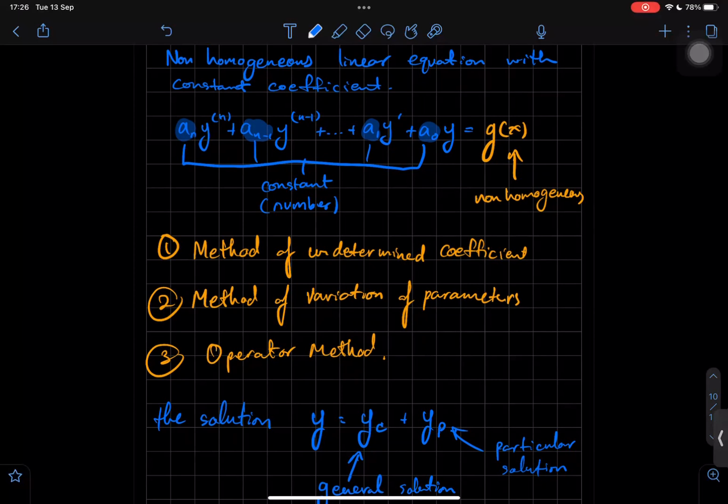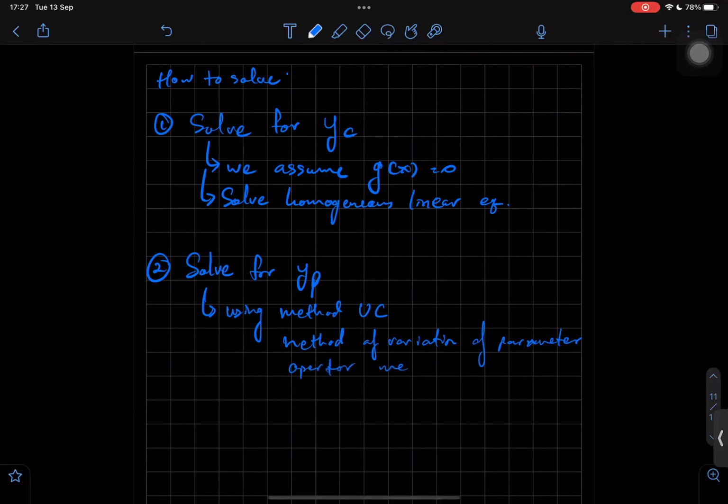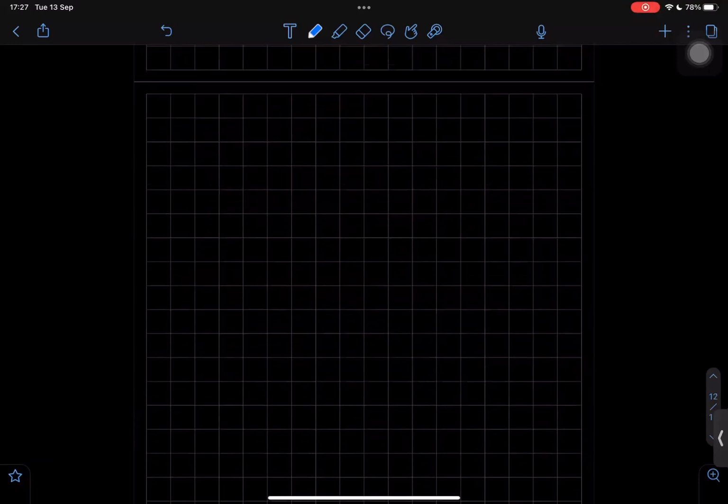So using method UC, method of variation of parameters, or operator method. Let's study them one by one.